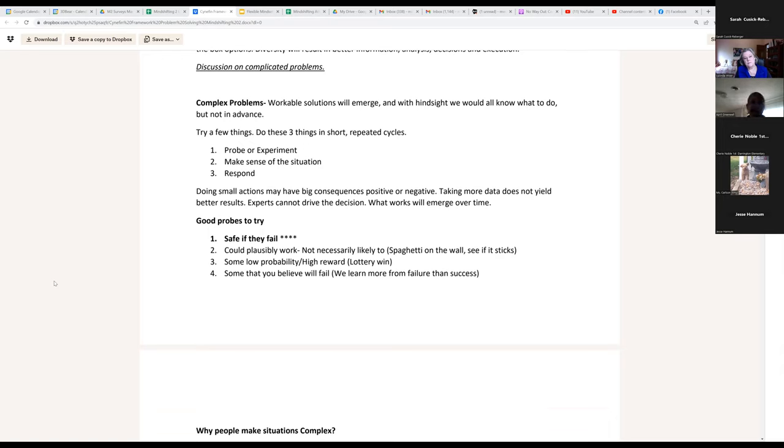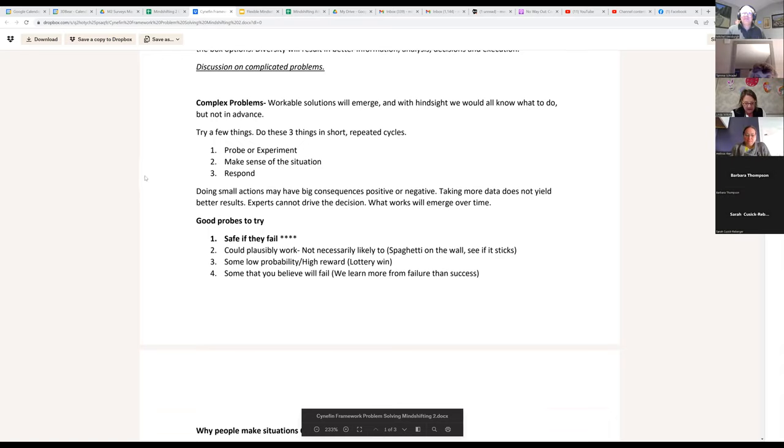And the first one, safe if they fail. That's always the best one. You always want to do something where it's okay if it fails, you're just going to try it. And then two, could plausibly work, not necessarily likely, but it's like throwing spaghetti on the wall and seeing what sticks. And then three, some low probability, high reward, something like a lottery win. Probably not going to win, but it could. And then number four is some that you believe will fail, because we learn more from failure than success.